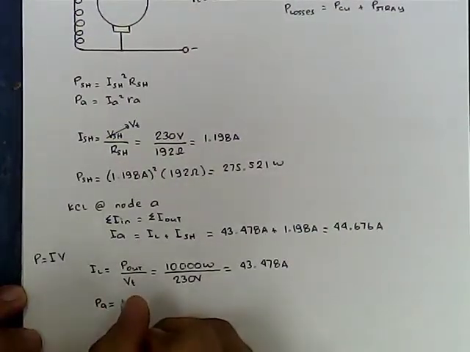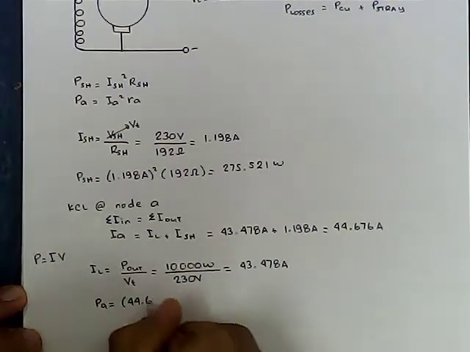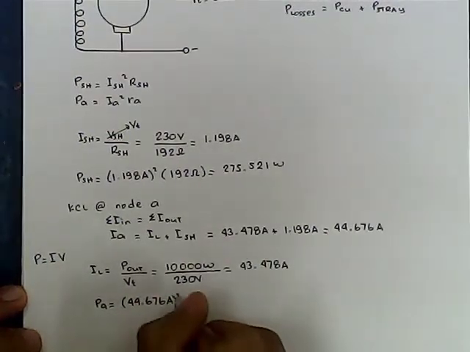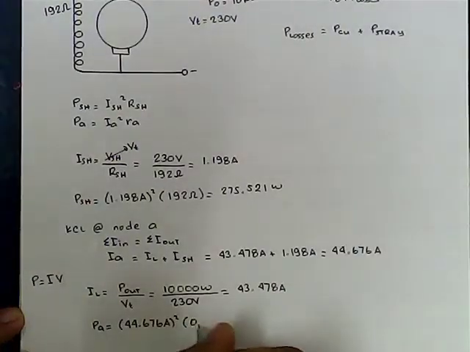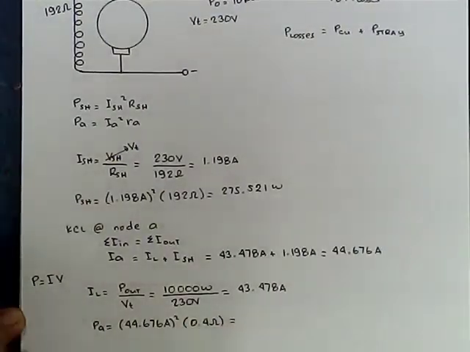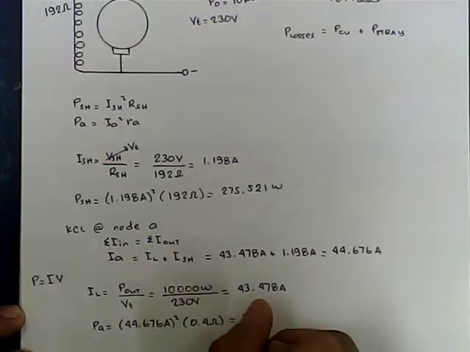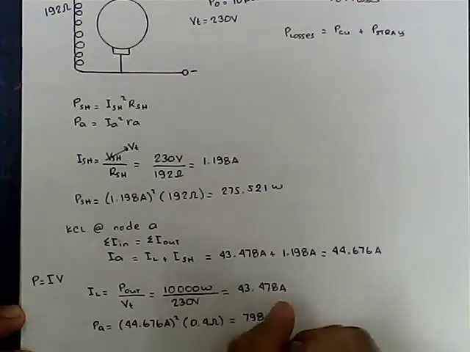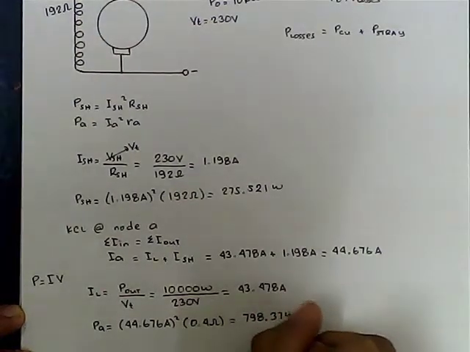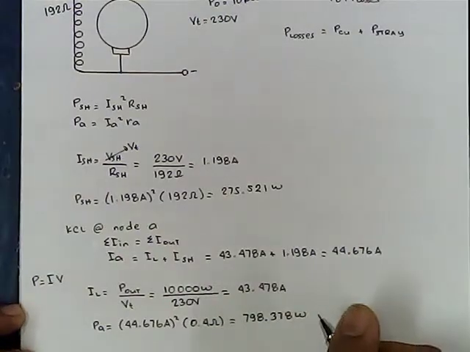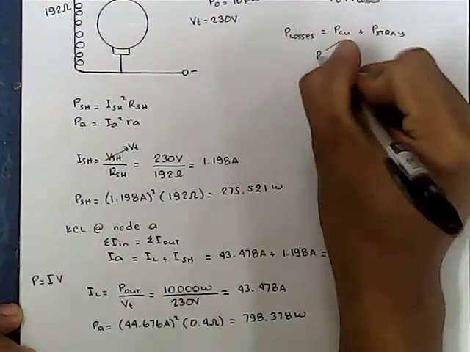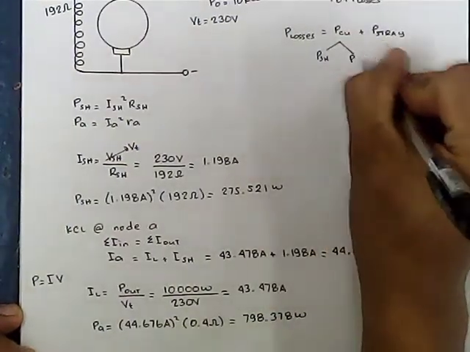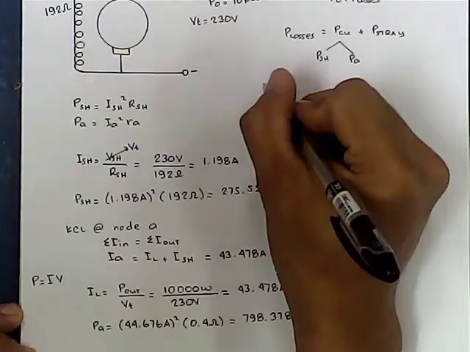PA is equal to 44.676 amperes squared. Multiply that by, ang value ng armature resistance is 0.4. And this is 798.378 watts. Solving for the total power losses, dahil ito, meron tayong PSH and also the armature copper loss.